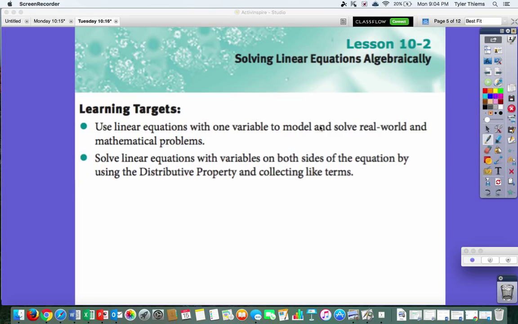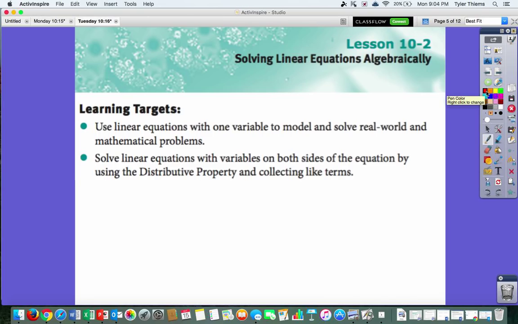Hello, math students. Today we're going to be doing lesson 10-2. We're going to learn how to solve linear equations algebraically. This might be one of the most important skills you can have heading into algebra as freshmen in high school. We're going to be focusing a lot on learning target number 2 here.